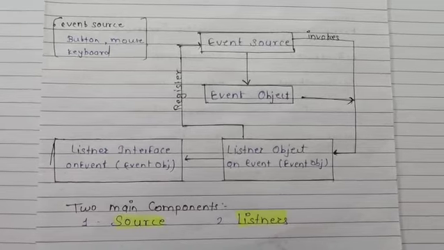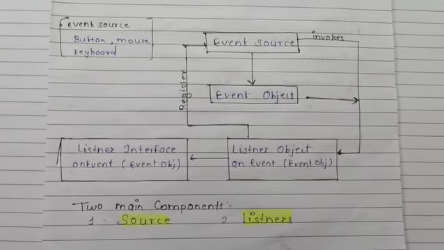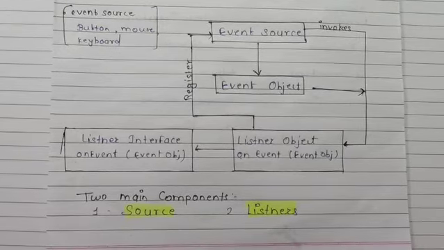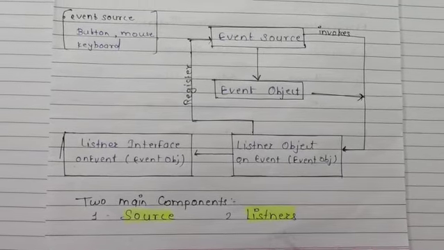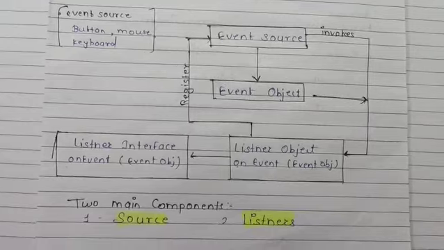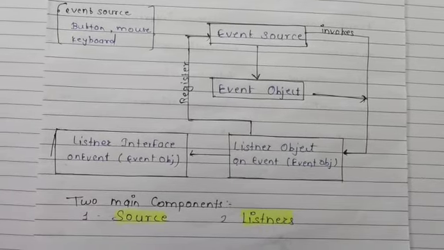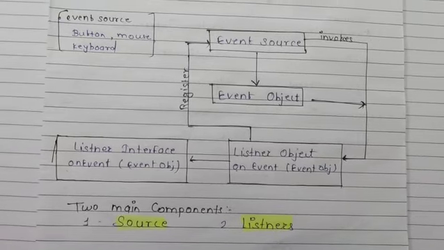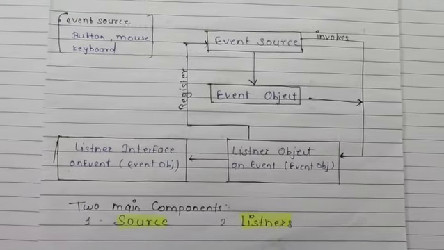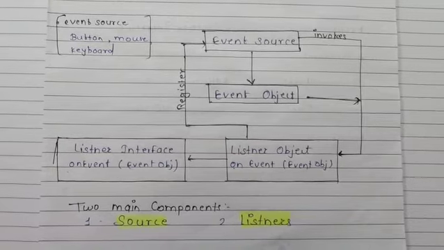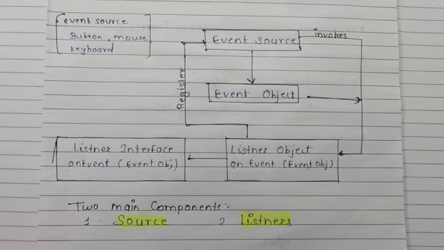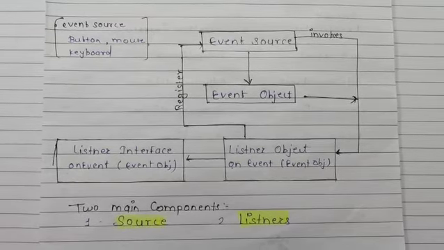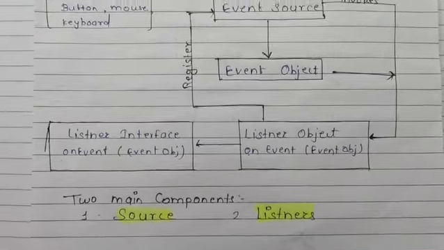This is because when the event occurs, only those listeners can handle the event which are already registered to the particular event source. Also, the event source invokes only those registered listeners at the time of event handling. Remember, an event source can have multiple listener objects, and a listener object can register to multiple event sources.